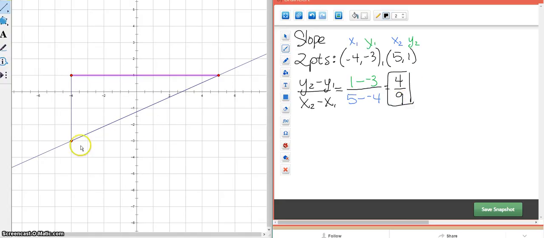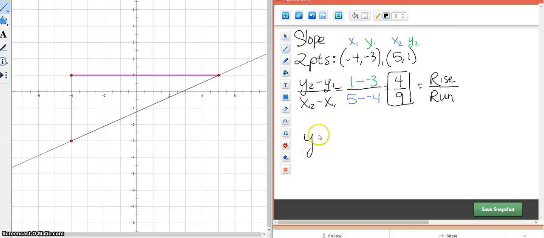So let's test this out visually with our rise and our run. If I count my rise, I count 1, 2, 3, 4. And my run is 1, 2, 3, 4, 5, 6, 7, 8, 9. Which is just a check to see that we did this correctly. Every time you want to find your slope, you plug it into this formula. If you can count it, you can count it.